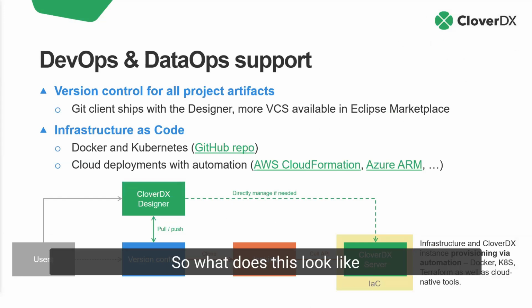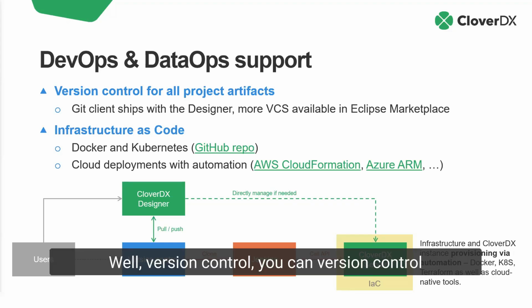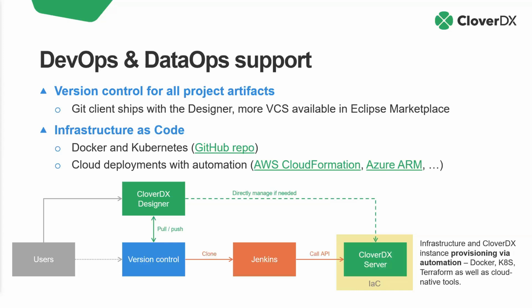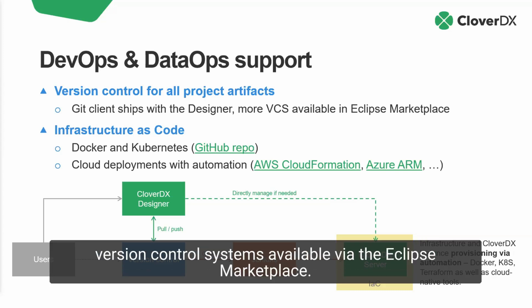So what does this look like in more of a production environment? And what does it look like whenever you add DevOps and DataOps into it? Well, you can version control all of your projects and artifacts with whatever client that you'd like. So as I mentioned, Git client ships directly with Designer, but you can also add other version control systems available via the Eclipse marketplace.